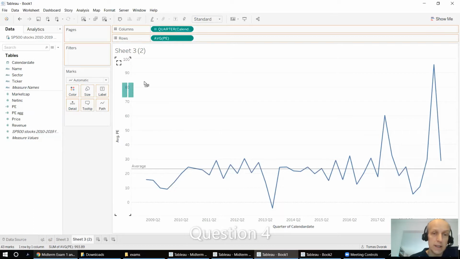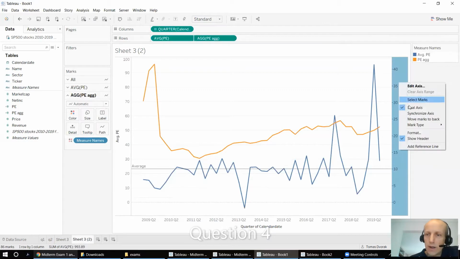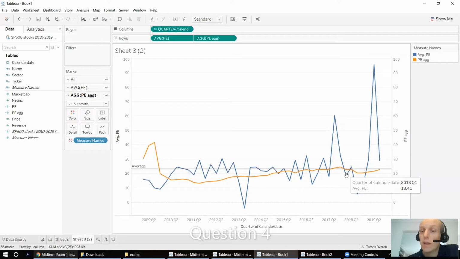Let's add that to the graph. Let's put them on the same axis. Let's synchronize the axes. And what do we see? Well, we see clearly that the aggregate PE ratio is around the same. It's really climbing over this time period. It's also more stable. That average PE ratio seems much more volatile because there may be some small companies that have pretty high fluctuations in their PE ratios. But when we look at the aggregate stock market as a whole, the PE ratio is more stable.